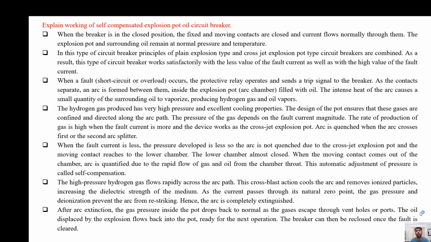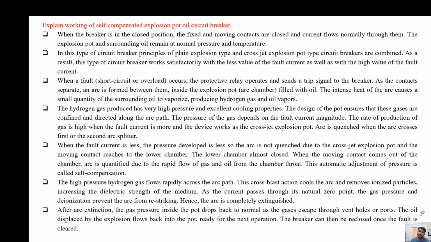The design of the pot ensures that these gases are confined and directed across the arc path, like this, along the arc path. The pressure of the gas depends on the fault current magnitude. The rate of production of the gas is high when the fault current is more, and the device works as the cross-jet explosion pot. The arc is quenched when it crosses the first or the second arc splitters provided.